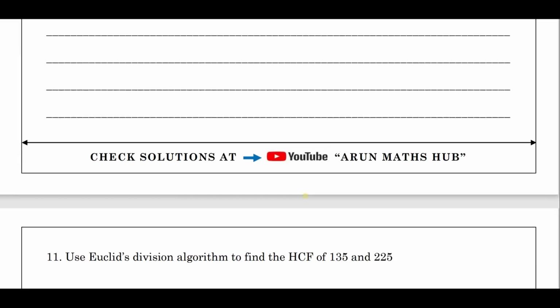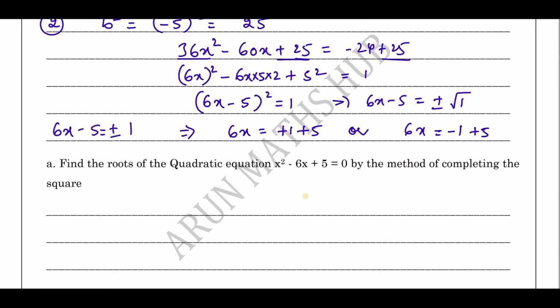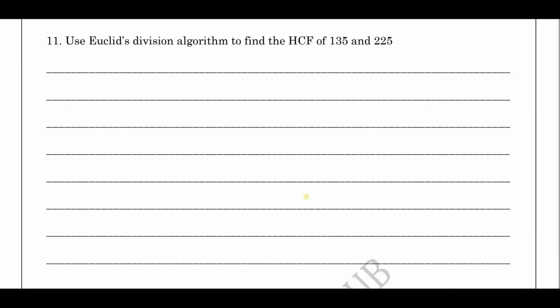Next, use Euclid's division algorithm to find out the HCF of 135 and 225. So if you see the question Euclid's division algorithm, first you write down the Euclid's lemma. It says that A equals what? B into Q plus R. R is what? Greater than or equal to 0, less than B. If you write this condition, definitely half marks is confirmed.